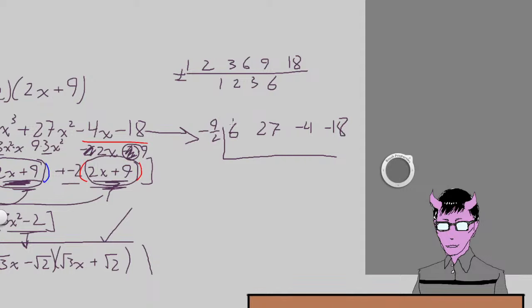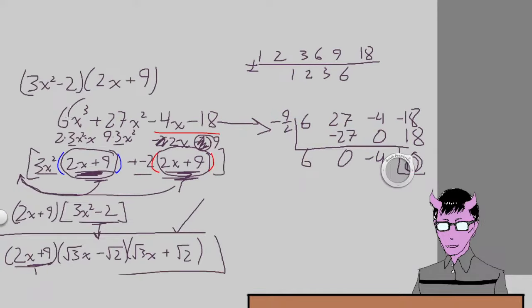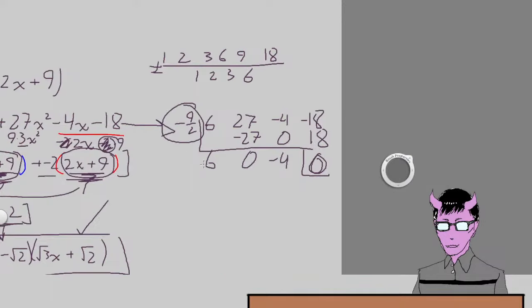So this one, drop the 6, multiply. Summate, multiply. Summate, multiply. There, boom, right there, 0. Perfect. Those are the coefficients, remember? We started with a cubic. We're dividing by x plus 9 halves. So this is going to be x squared, this is just x to the 1, and this is the constant.